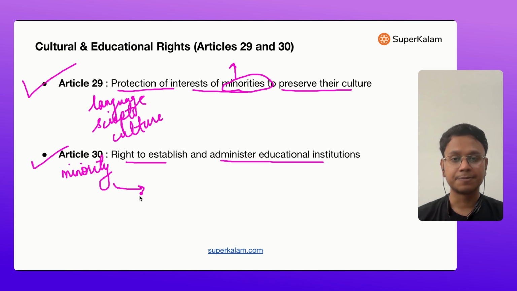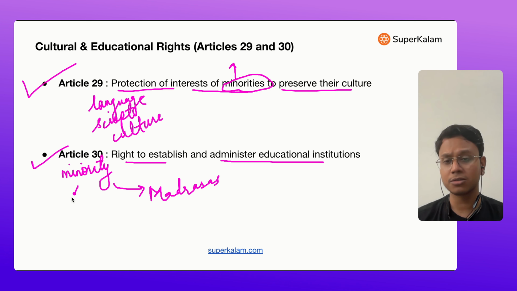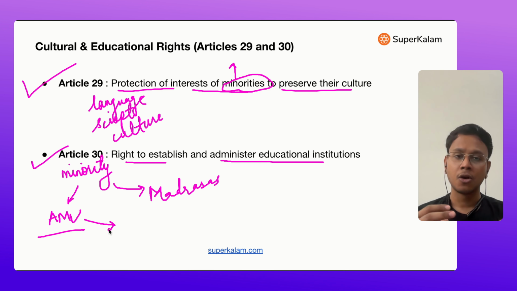Now there are a lot of madrasas, which to some extent fall under this. They have a right to establish and administer educational institutions. Therefore, there was a controversy with respect to Aligarh Muslim University. Now the case has been closed. Aligarh Muslim University has been given a tag of minority status. Because it has been given that tag, the administrators who administer this university will have a right to determine what type of people they will invite, how teachers will be selected, and how students will be selected. So there is a certain autonomy to these minority educational institutions.